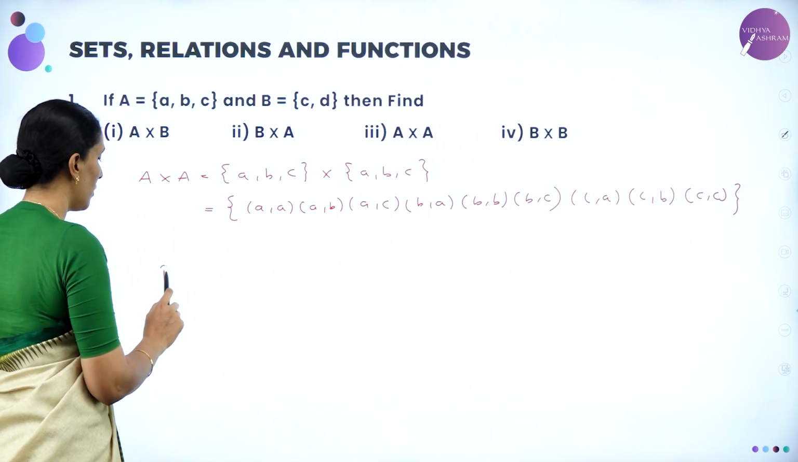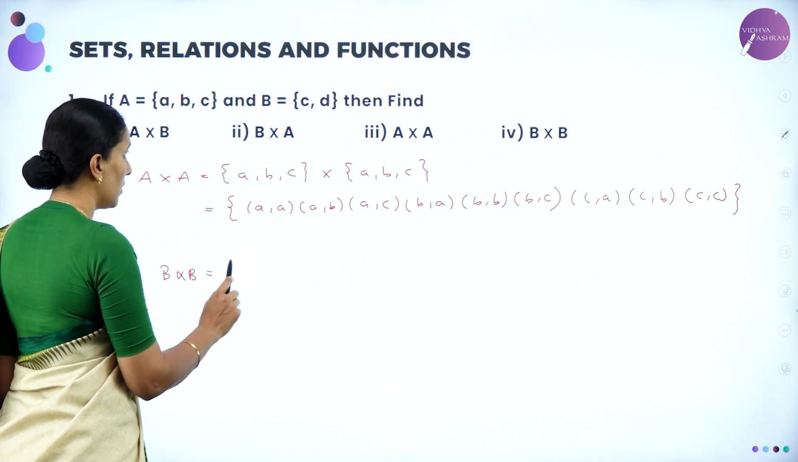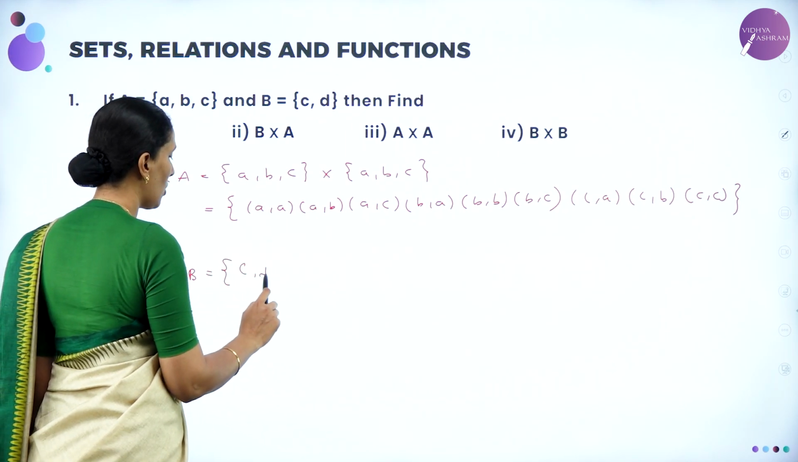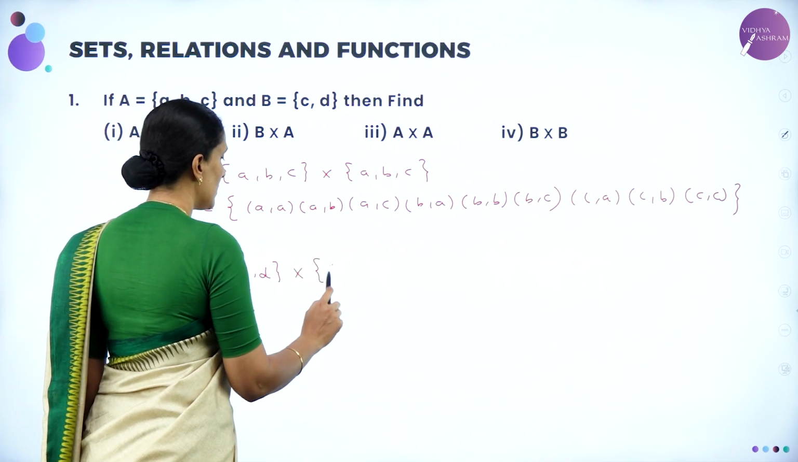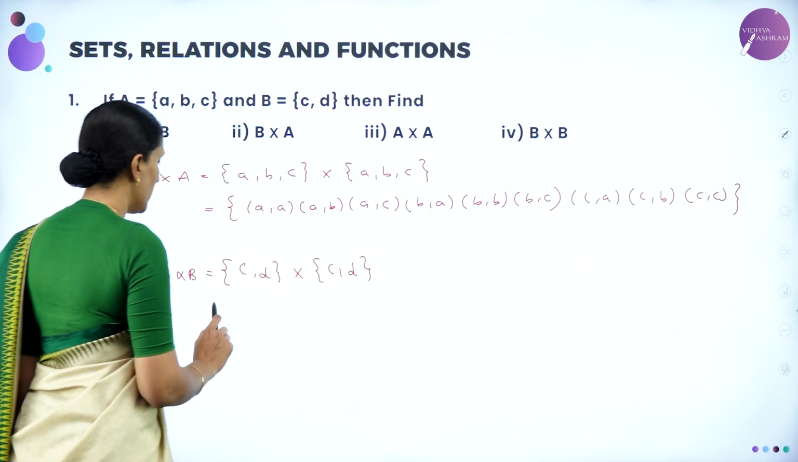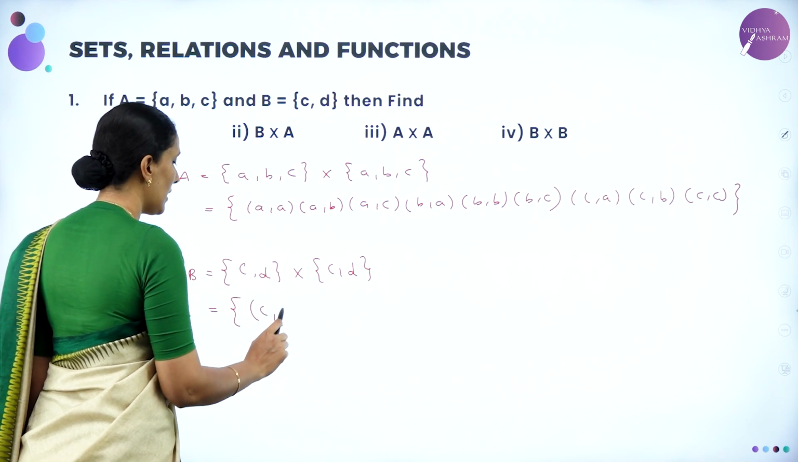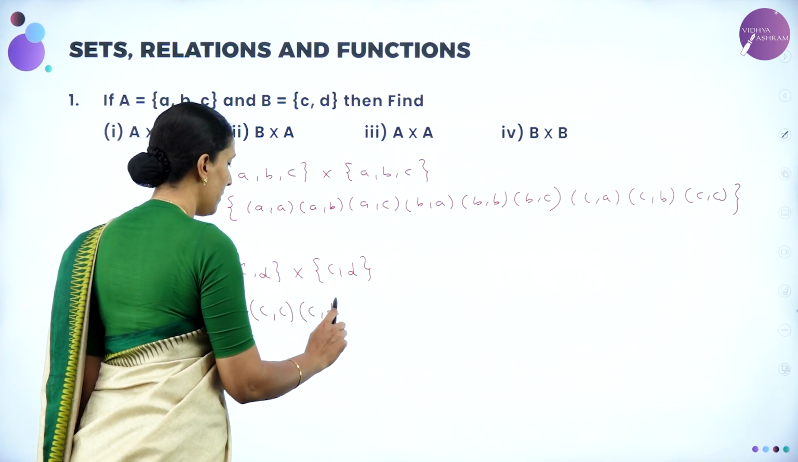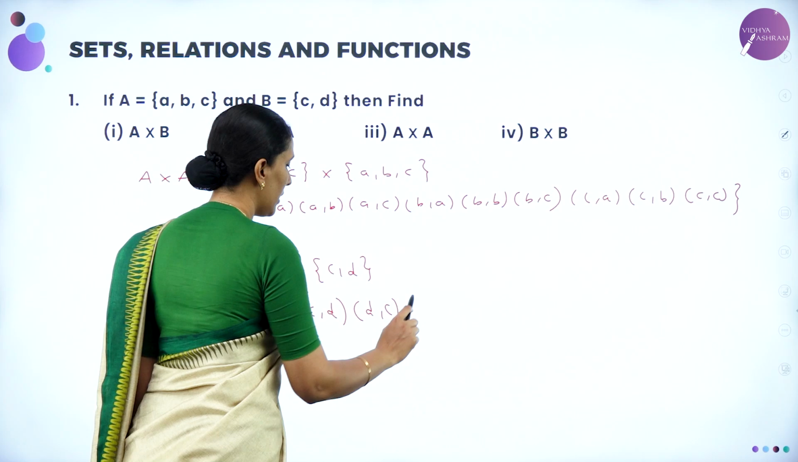Now the last one, B cross B. So set B is {c, d} and {c, d}. Here let's pair (c, c), (c, d), (d, c), (d, d).